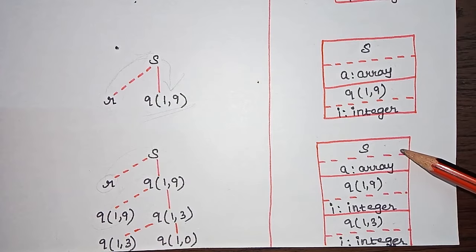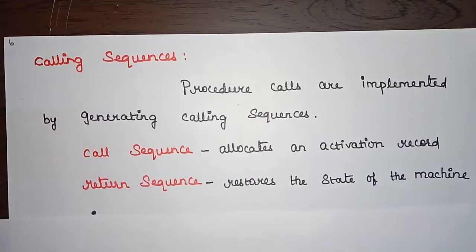So this is how the stack is growing downwards. So you can see here, whenever a new activation record is added into the stack, the stack is growing downwards. So this is the stack allocation of activation records. Now we'll see about the calling sequence.